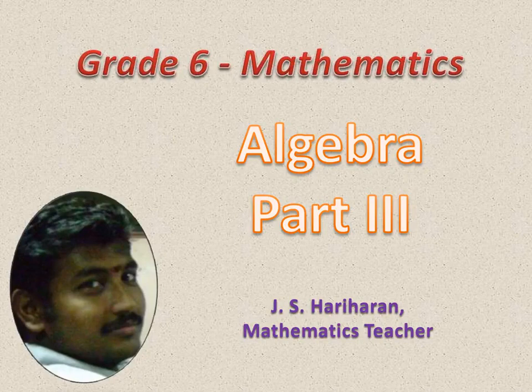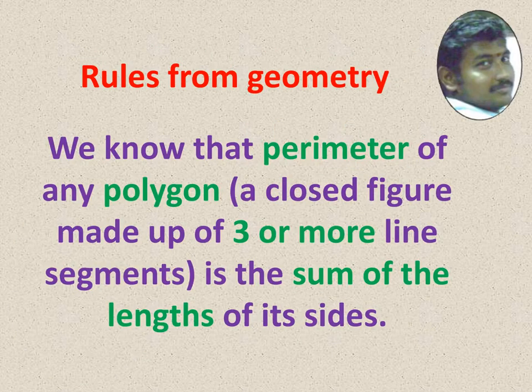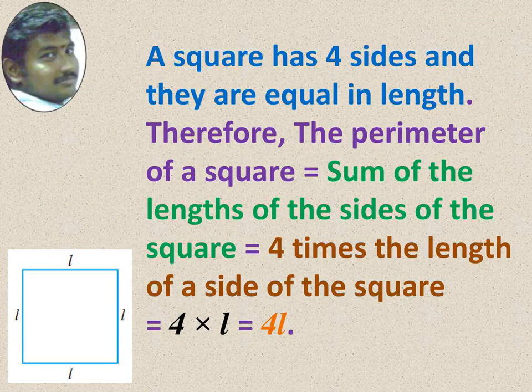Come on, let us discuss algebra part 3, grade 6 mathematics. In this video, we are going to discuss rules from geometry. We know that the perimeter of a polygon is the sum of the lengths of its sides. A polygon means a closed figure made up of 3 or more line segments. So a polygon is a closed figure made up of line segments.